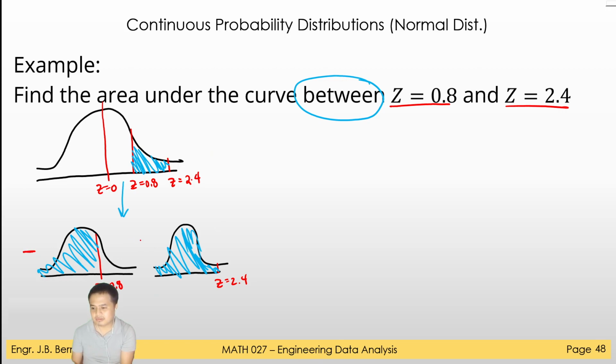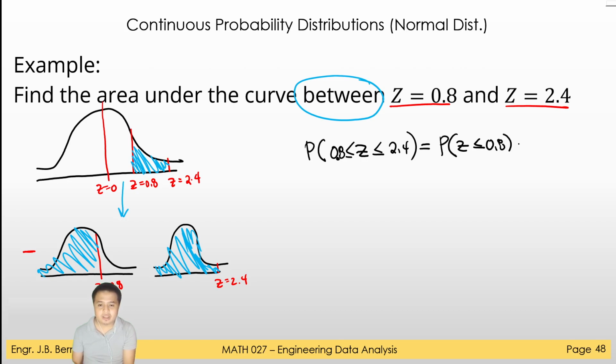So this is negative and this is positive. So we subtract the probability of this from this. Therefore, the probability that your z-score is in between, so z is greater than or equal to 0.8 and z is less than or equal to 2.4, is equal to the difference between the probabilities. So the probability that z is less than or equal to 0.8, and then actually this should be the other side. Sorry, this is the greater one.